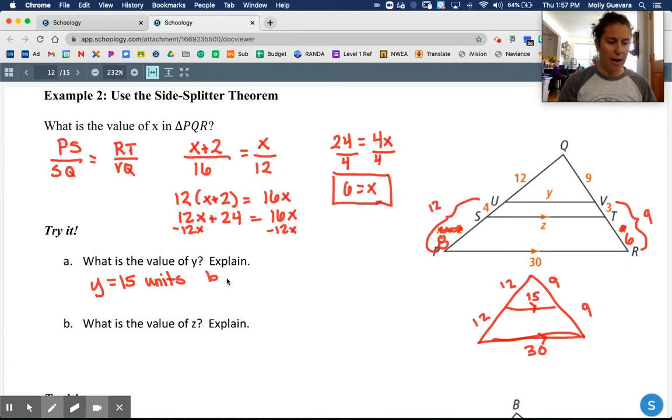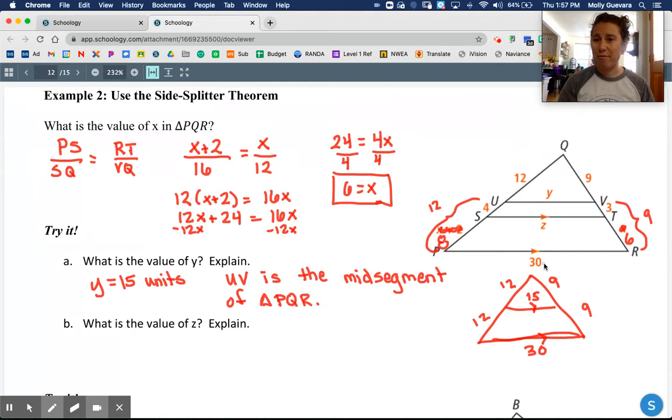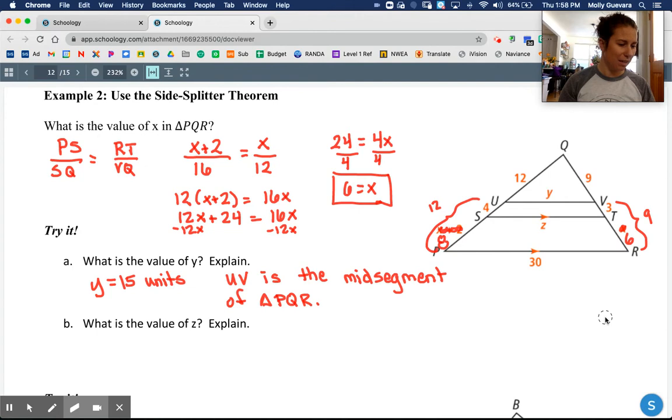And that is because UV is the midsegment of triangle PQR. By definition, the midsegment is always half of the base of the triangle. So that's how I was able to get y. Then the next one is what is the value of z?